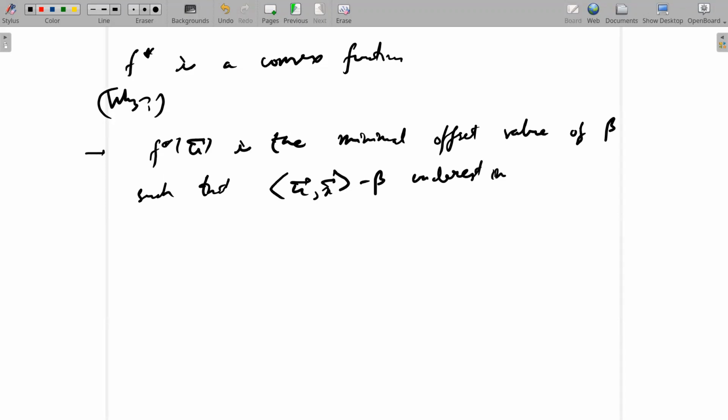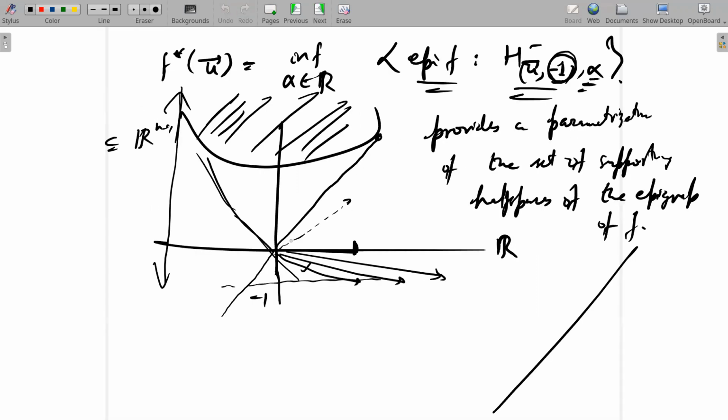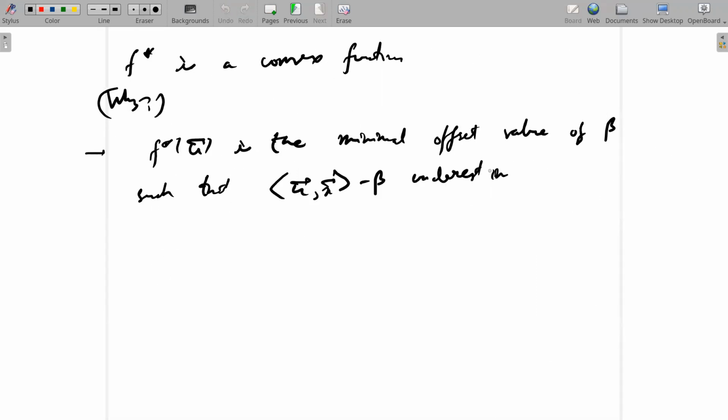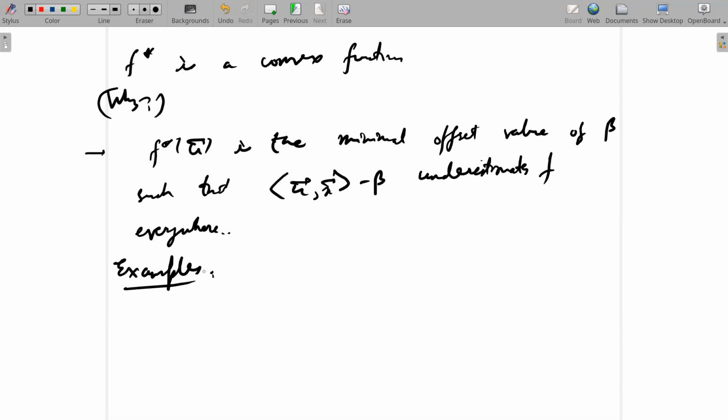This is just a rehash of what we just saw geometrically here. Underestimates just means that it's below that function. Underestimates f everywhere. All right, now let's look at some examples. Before going to the economic interpretation of this conjugate function, let's look at some examples. So conjugates of convex functions on R.